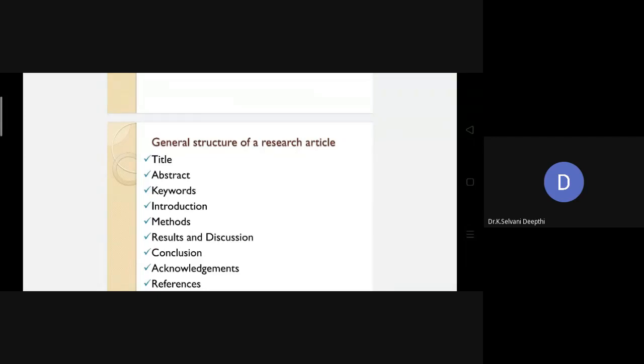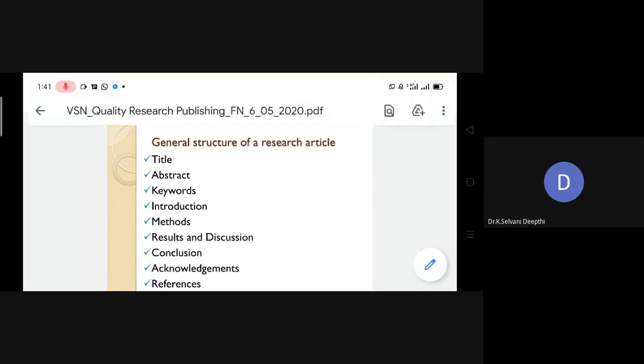Okay, fine. So first, please keep it in mind. First title, next abstract, next keywords. After that introduction, after that methods, after that results and discussion, conclusion. The very, very important parts are methods and results and discussion. These two are very, very important.